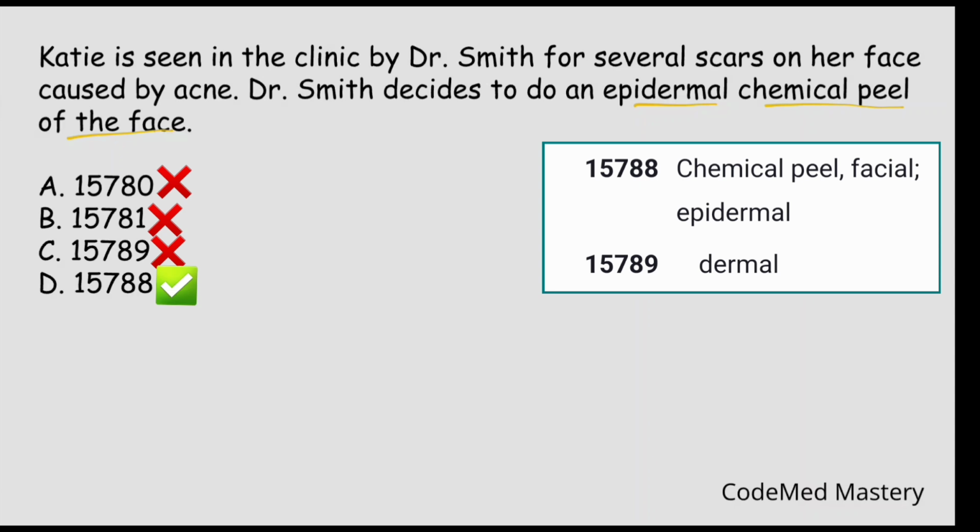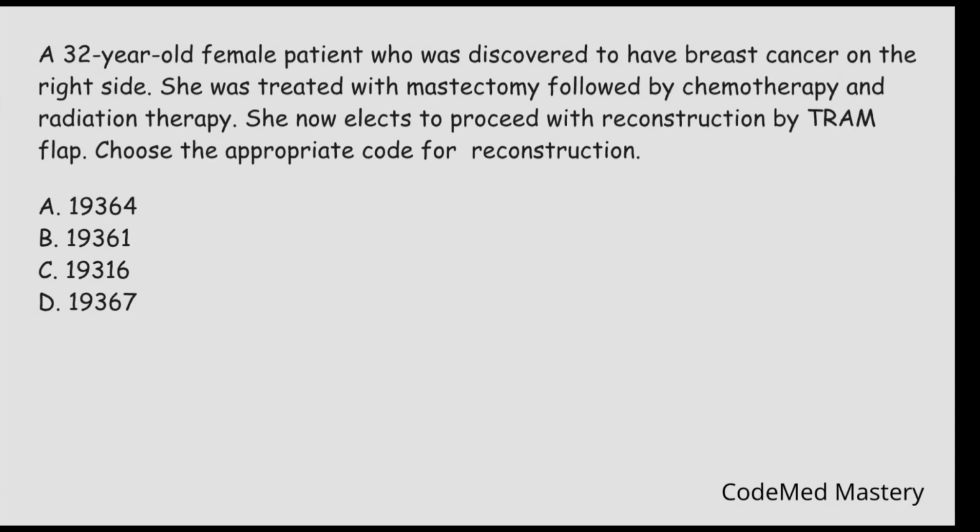Next question. Read the question. A 32-year-old female patient was discovered to have breast cancer on the right side. She was treated with mastectomy followed by chemotherapy and radiation therapy. She now elects to proceed with reconstruction by TRAM flap. Choose the correct code for reconstruction. So here they are asking us to code for reconstruction. Let us check the options.